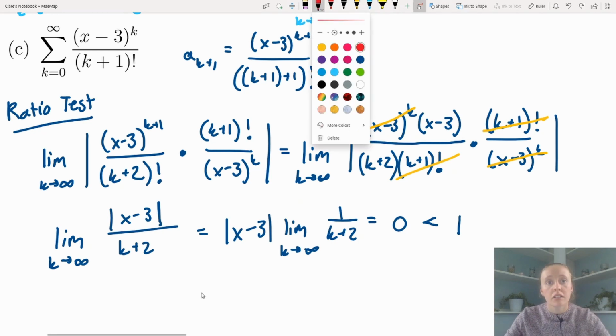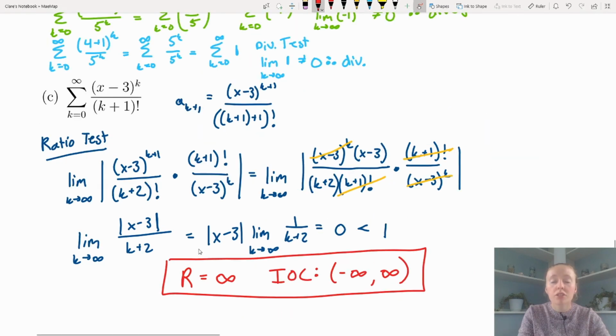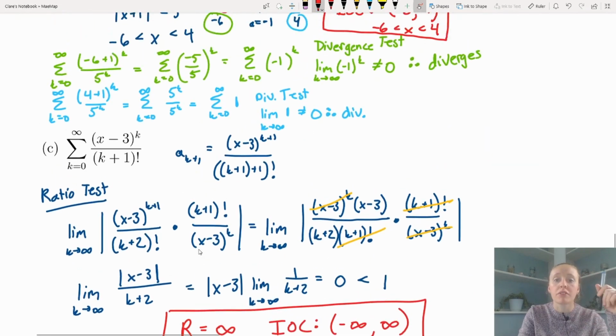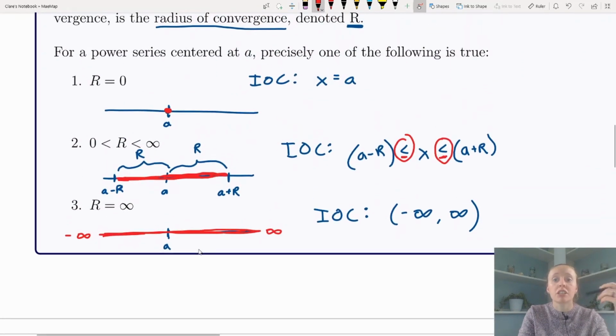So our radius is going to be infinity, and our interval of convergence is going to be from negative infinity to infinity. So real quickly, like I mentioned, let's go back up and review this one more time. Figuring out whether a power series converges or diverges, we'll use either the root test or the ratio test for these cases. So we're either going to get that our R value is equal to 0. So our radius of convergence is going to be 0, which means we're only going to converge at the center of our power series, so when x is equal to a.